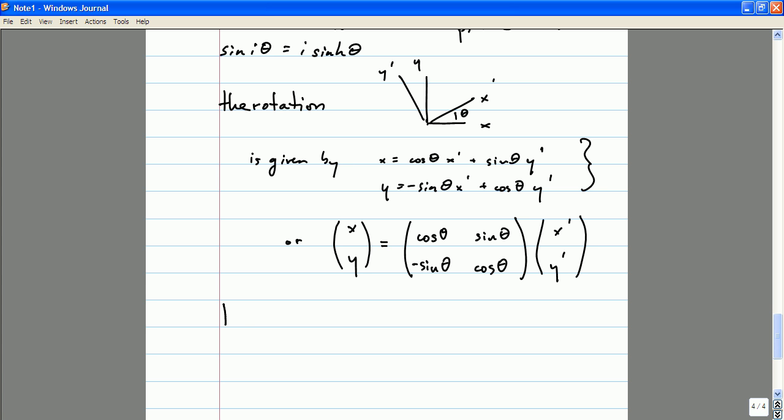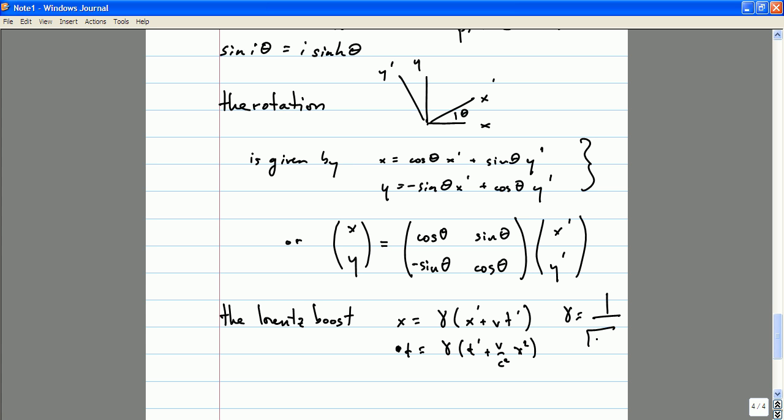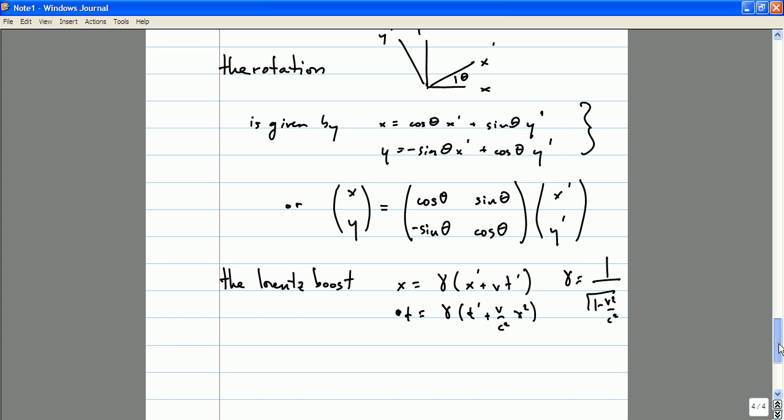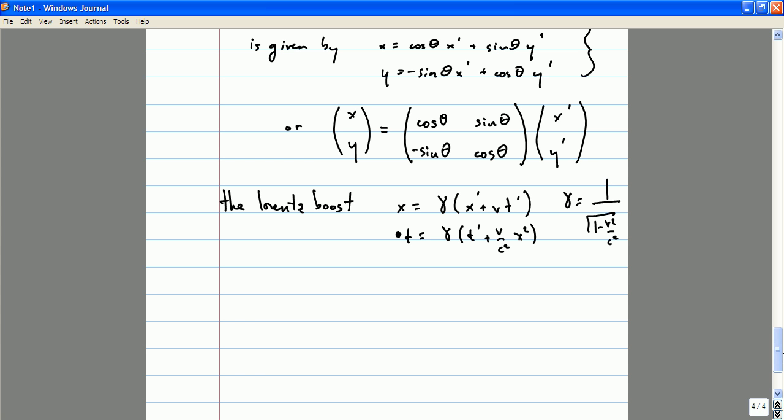Okay, so the Lorentz boost takes x to gamma times x prime plus vt prime, and t is equal to gamma times t prime plus v over c squared x prime, where gamma, as usual, is 1 over the square root of 1 minus v squared over c squared. Let's start playing around with this.